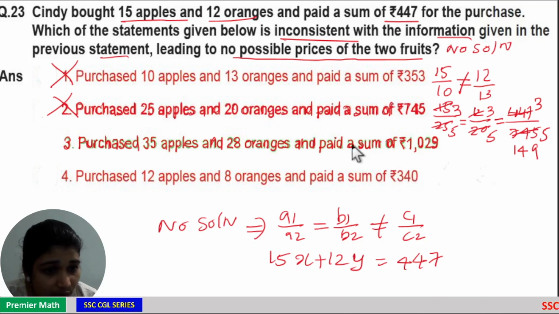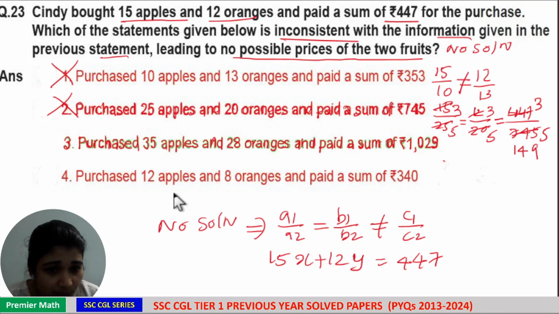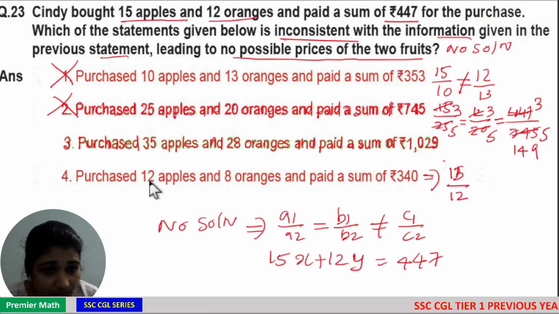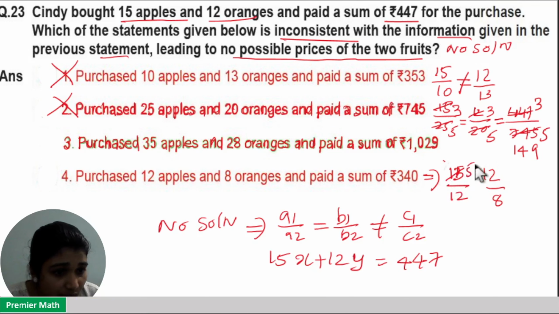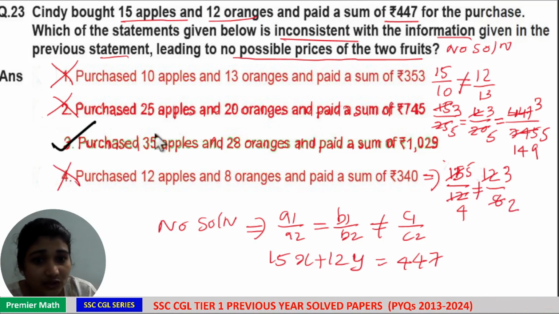Now check for option 3. Here, before checking option 3, if you look at option 4, that means 15 divided by 12, and here we have 12 by 8. Here 3 goes 5 times in 15, 3 goes 4 times in 12, and 4 goes 3 times in 12 and 4 goes 2 times in 8. So 5 by 4 is not equal to 3 by 2, which means option 4 is also eliminated. So option 3 is directly our answer. You don't have to solve this.